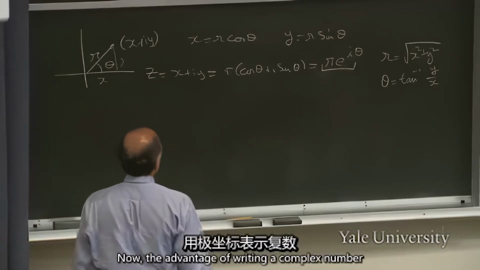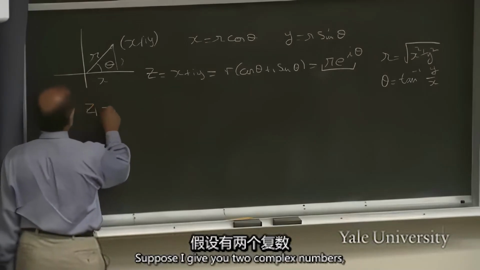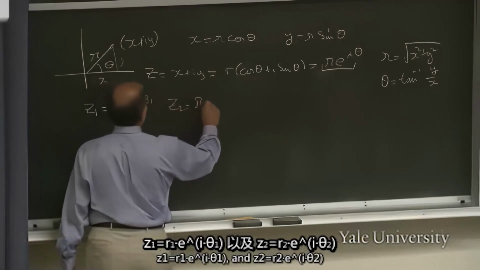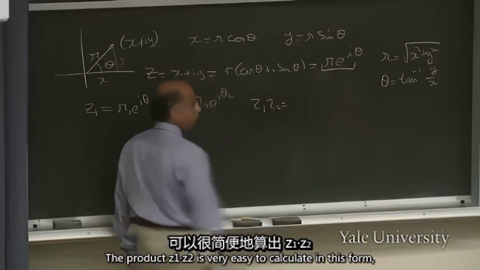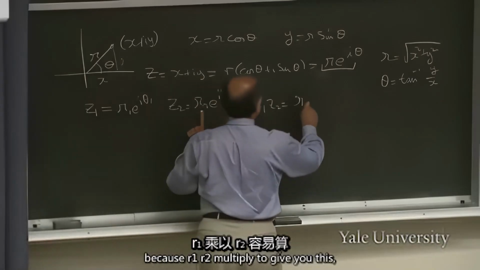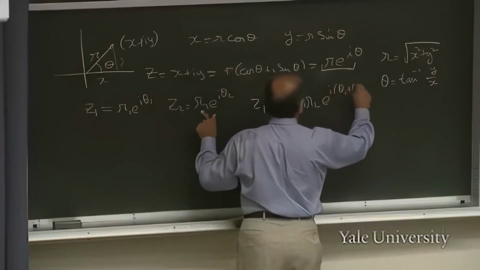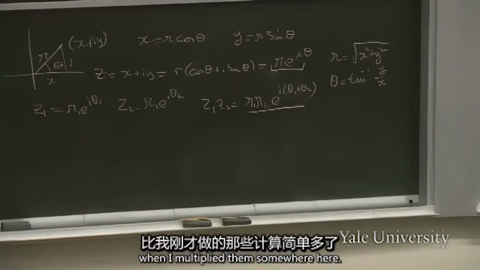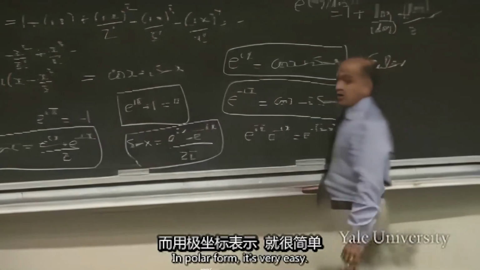Now, the advantage of writing a complex number in polar form is the following. Suppose I give you two complex numbers. z1 is r1 e to the i theta 1, and z2 is r2 e to the i theta 2. The product z1 z2 is very easy to calculate in this form, because r1 and r2 multiply to give you this, and the exponentials combine. It's a lot easier to multiply them in this form than when I multiplied them somewhere here. See, if you write it in this Cartesian form, it's a big mess. In polar form, it's very easy.